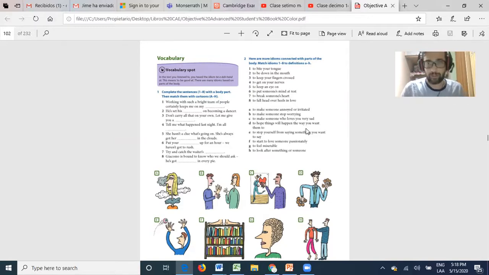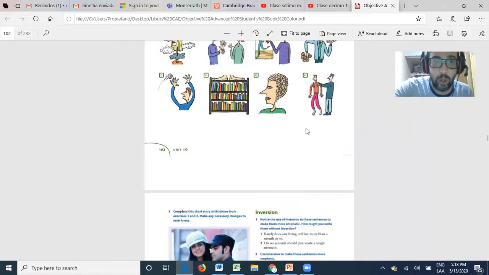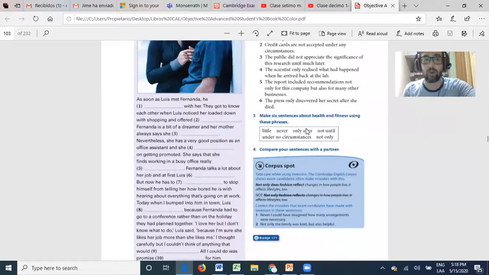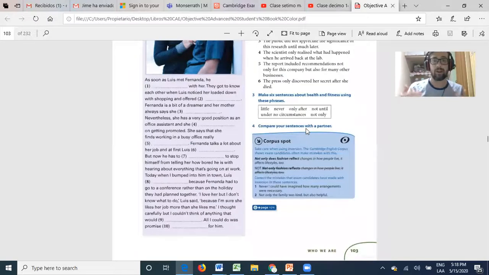And after doing this part on page 103, you're going to see over here part 3. Part 3 says complete this short story with idioms from exercises 1 and 2. Make any necessary changes to verb forms. Okay, so over here in part 3, we're going to still practice more idioms regarding body parts.